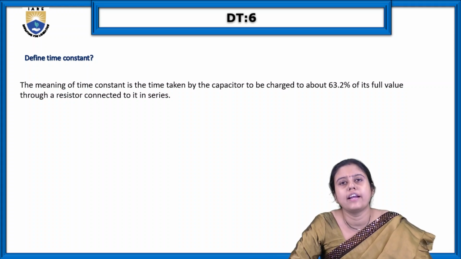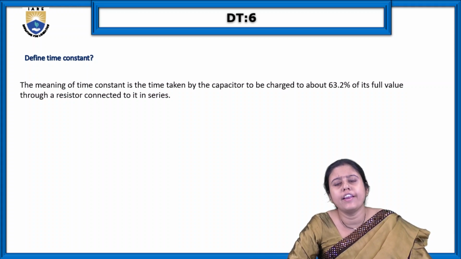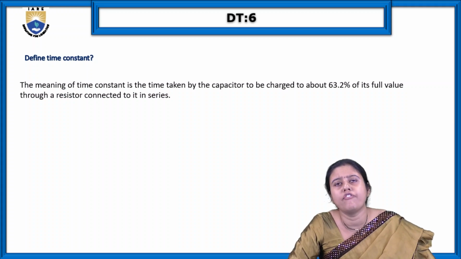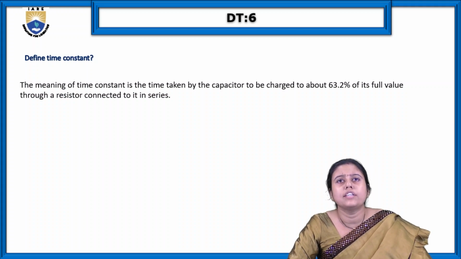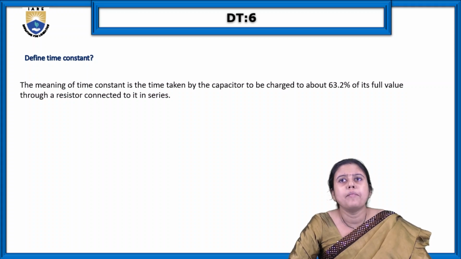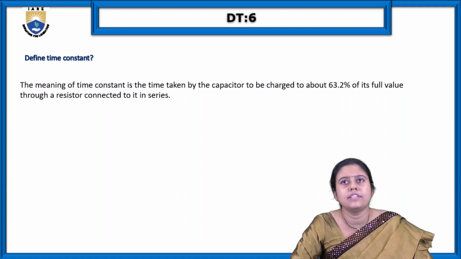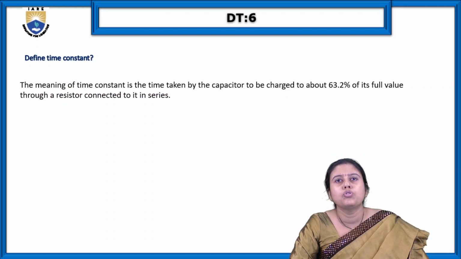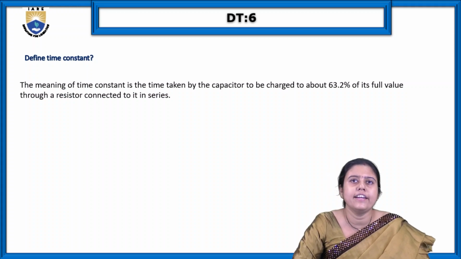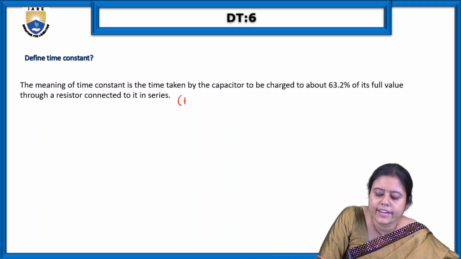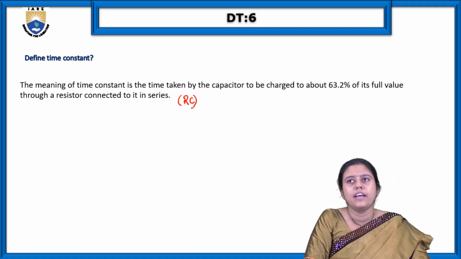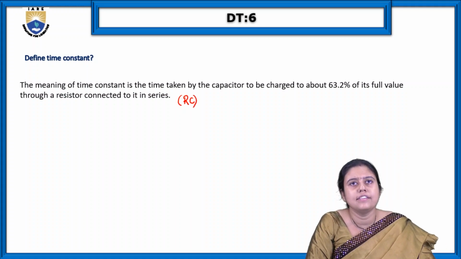What is the time constant? The time constant is a very important thing from the view of an electrical engineer. The meaning of the time constant is the time taken by the capacitor to be charged or discharged to about 63.2% of its full value through a resistor connected in series, and this we are telling for an RC circuit.